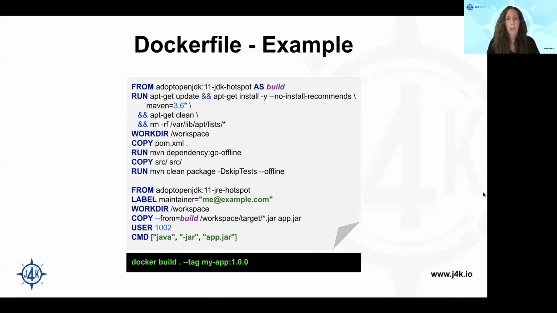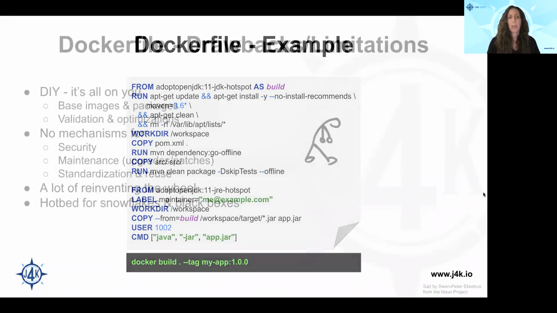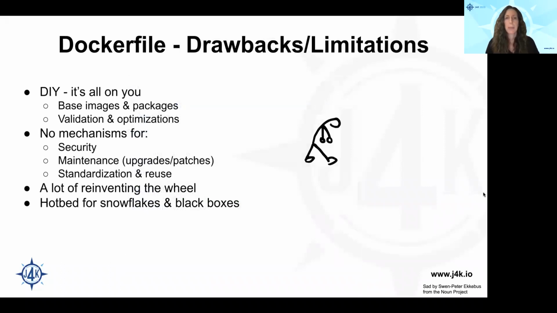I'm going to go through this in more detail a little bit later, but just to get the point across, the responsibility of writing the Dockerfile and all of the considerations that go into it are in the hands of each Dockerfile author, which leads us to some of the drawbacks and limitations of Dockerfiles, which is really that all of the responsibility lies on you, right? So what base images do you use? What packages do you install? How do you validate that you wrote your Dockerfile correctly, that it's doing what you expect, that you're optimizing for use of cache and for speed?